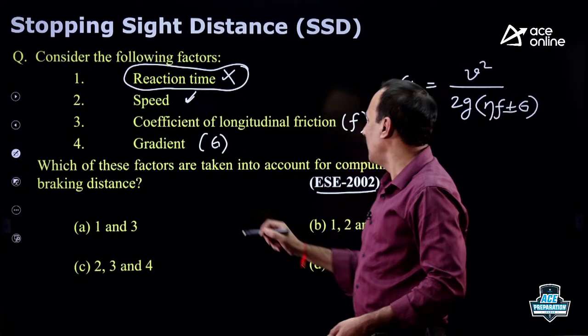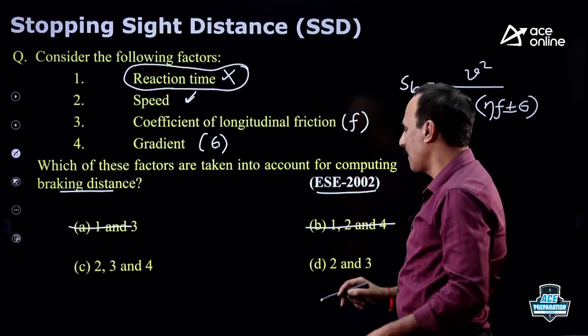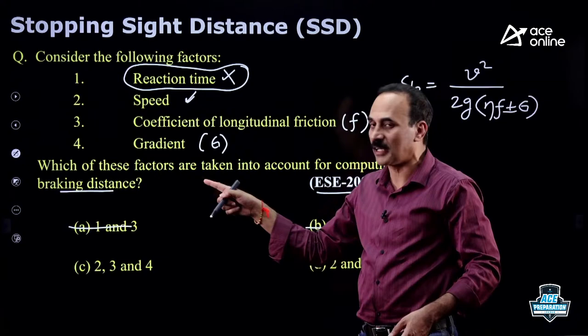It is required in the computation of lag distance. So choose the option without one. This is an option with one, option with one. So these are the two options without one. And in this, four is there, in this, four is not there. Let us check whether four is required or not for computation of braking distance.